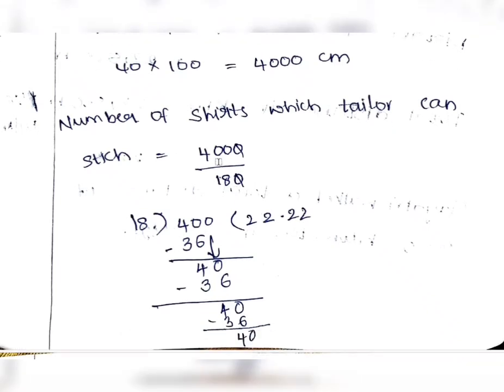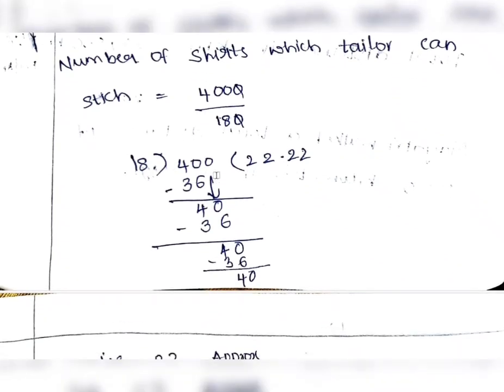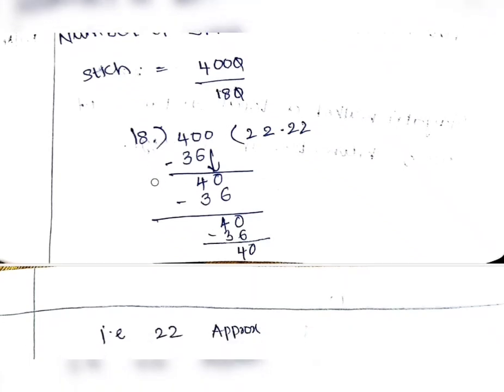So if we cancel this, we'll get 400 by 18. That means if there are only zeros at the end, then only we can cancel. If the zero is in the middle, we couldn't cancel. So 400 divided by 18. 18 twos are 36. The leftover will be 4. We are bringing down this 0.